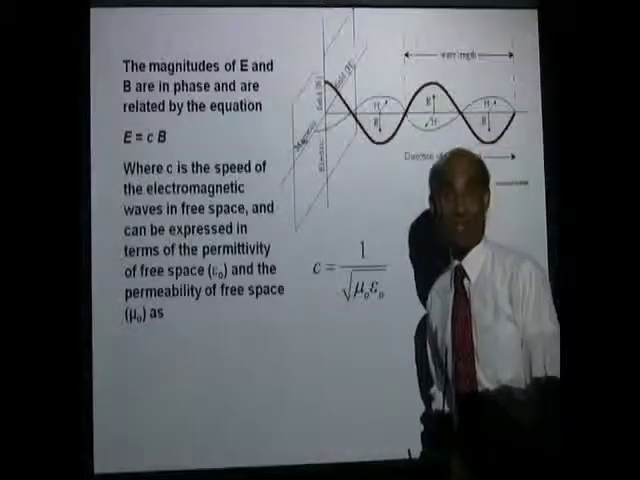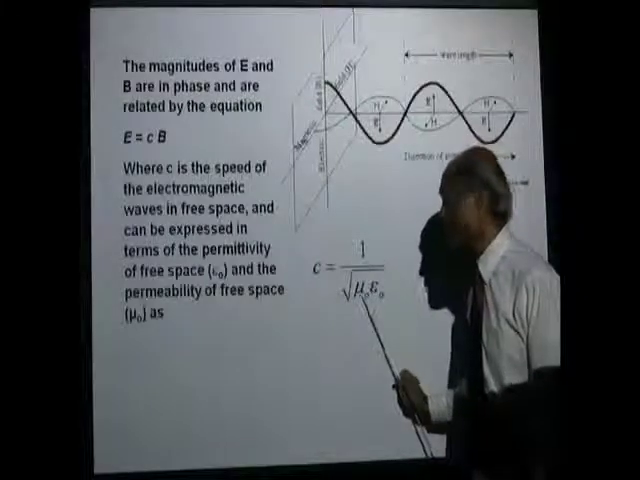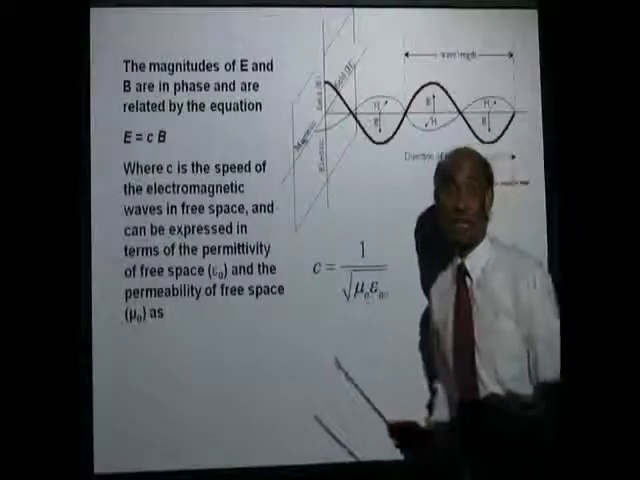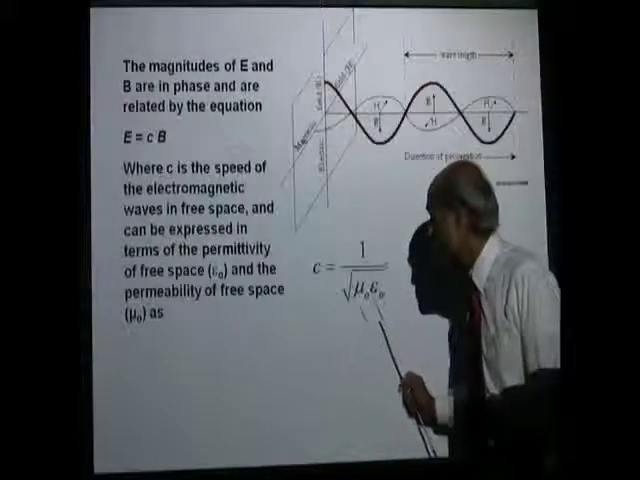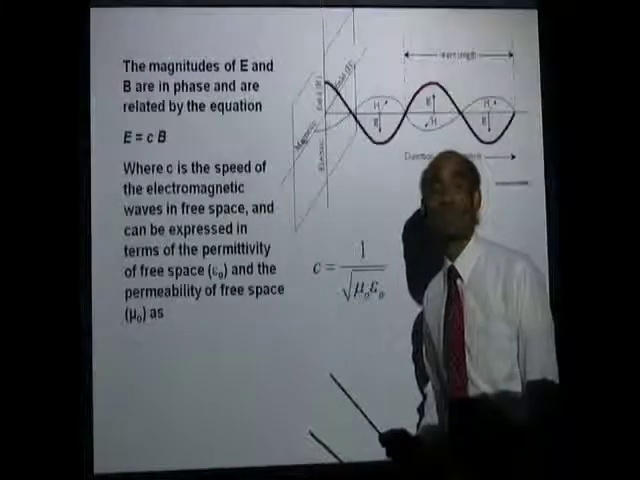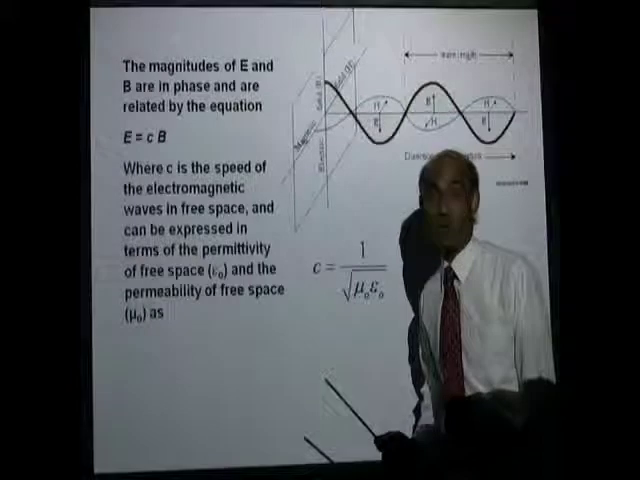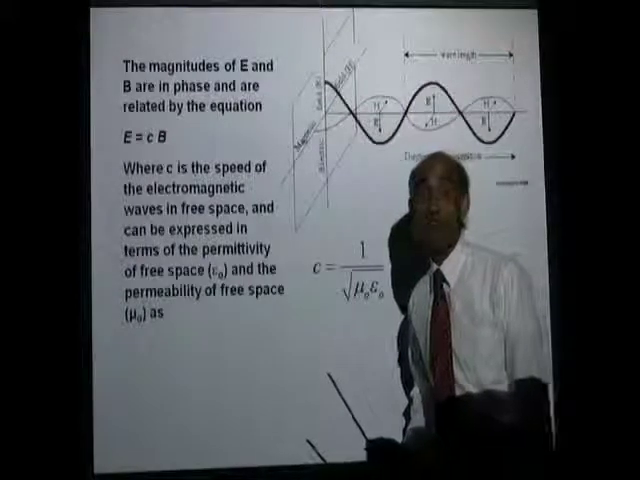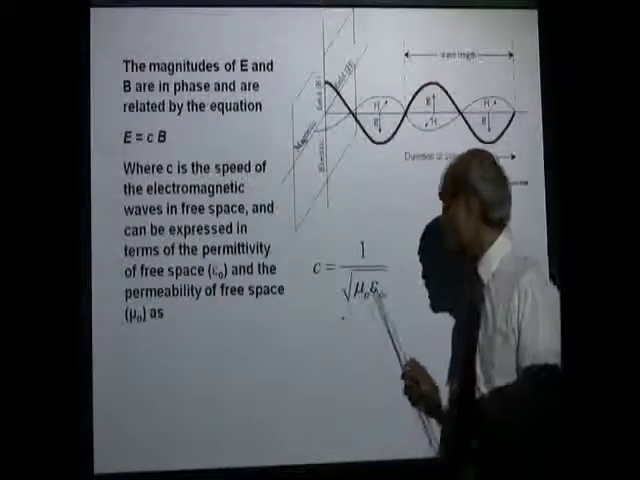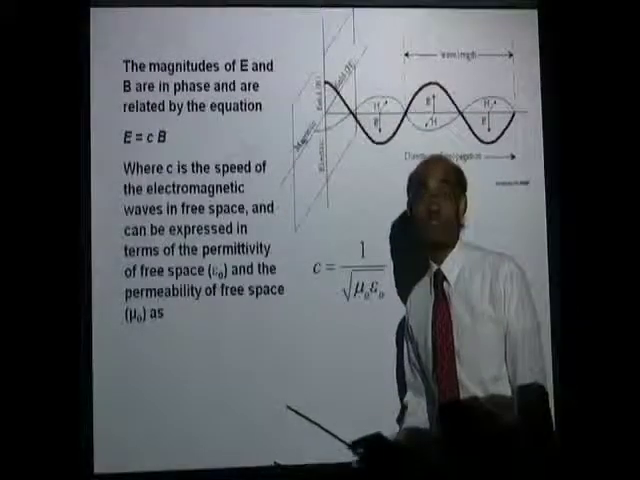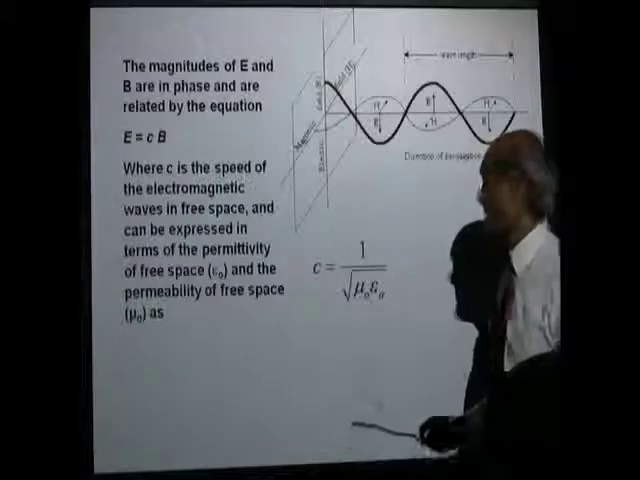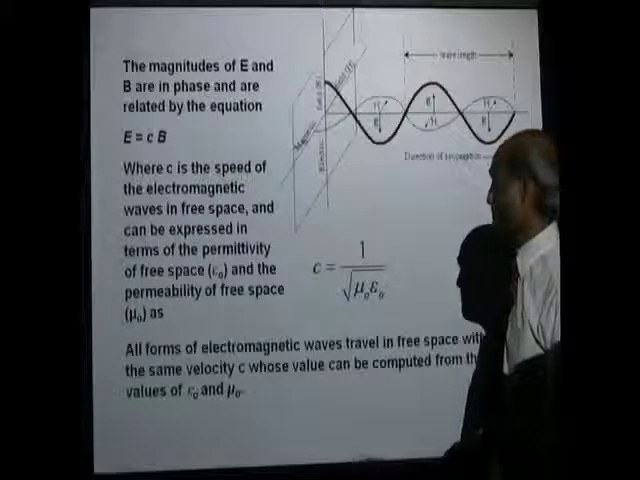Now, isn't that interesting? If you know the values of mu zero and epsilon naught, which you know, alright, how many of you can tell me what is mu zero? Well, mu zero is 4 pi times 10 to the negative 7. Epsilon naught is 8.85 times 10 to the negative 12.